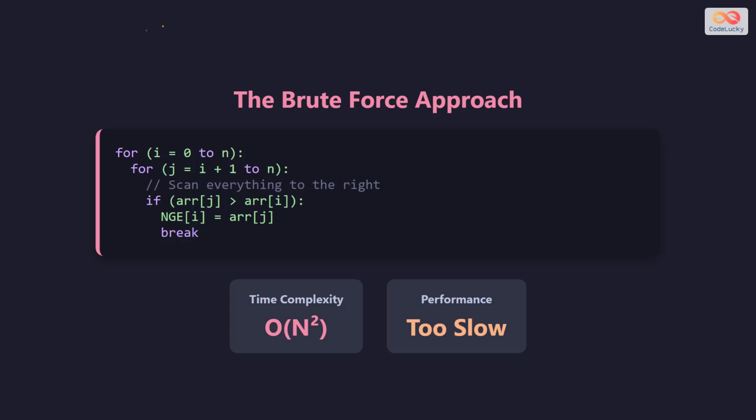The most intuitive way to solve this is using two nested loops. The outer loop picks an element, and the inner loop scans everything to its right to find a larger value. While this works, it is inefficient. In the worst case, for every element, you might scan the entire remaining array. This gives us a time complexity of O(n^2), which is too slow for large inputs.